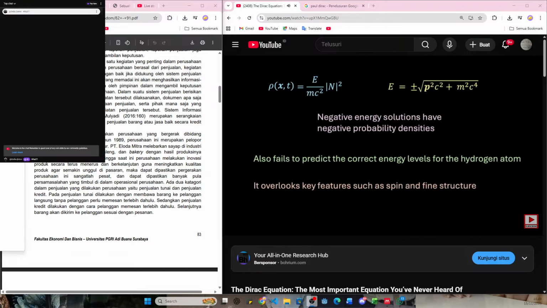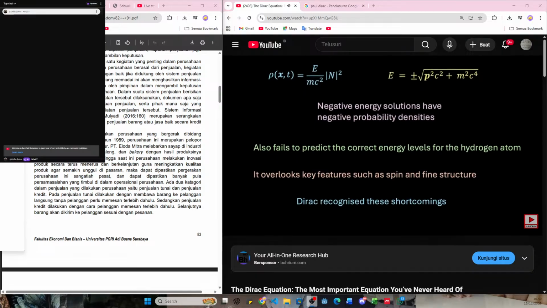And to make matters even worse, the Klein-Gordon equation also fails to predict the correct energy levels for the hydrogen atom, and it also overlooks key features such as spin and fine structure, further limiting its viability as a fundamental description of relativistic particles. And it was Paul Dirac who fully recognised these shortcomings.